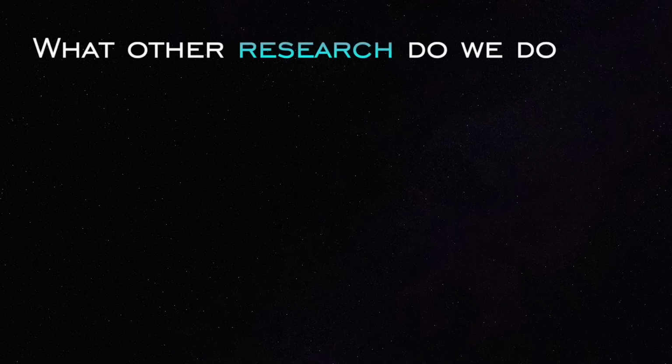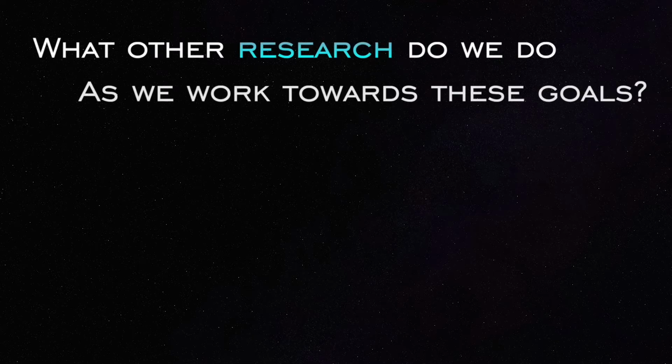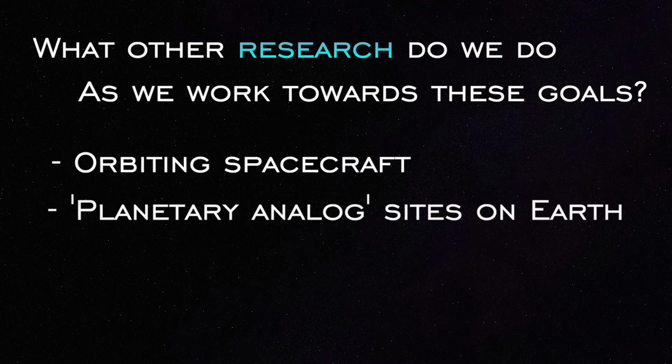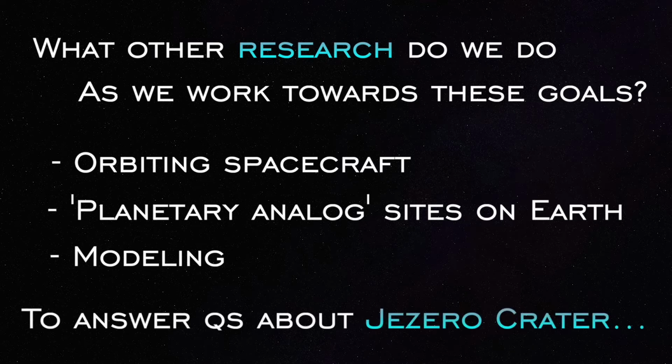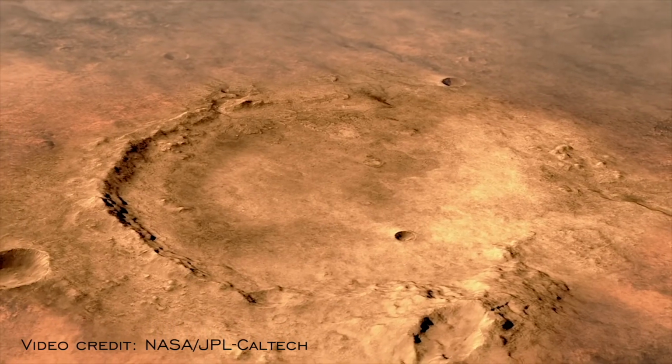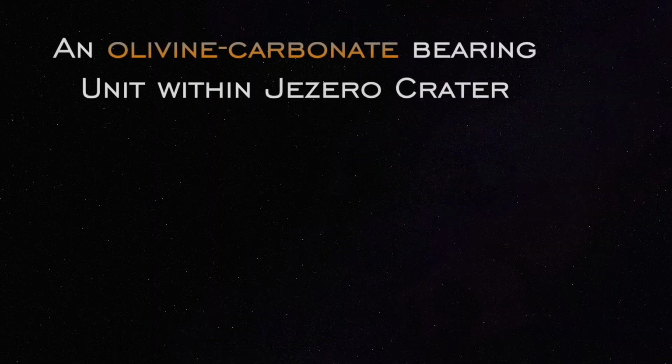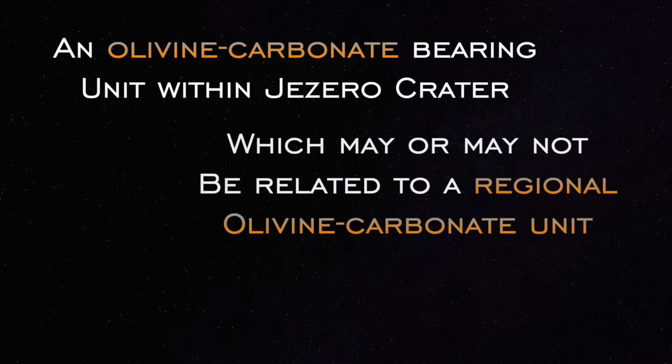What other research do we do as we work towards these goals? We also use other data from orbiting spacecraft at Mars, planetary analogue sites on Earth and modelling to help answer key questions about the rover's landing site, which is the Jezero crater. Jezero crater was once a lake filled with water, but the geological history embedded in the rocks is quite complex. For example, there is an olivine and carbonate bearing unit within Jezero crater, which may or may not be related to a regional olivine carbonate unit.